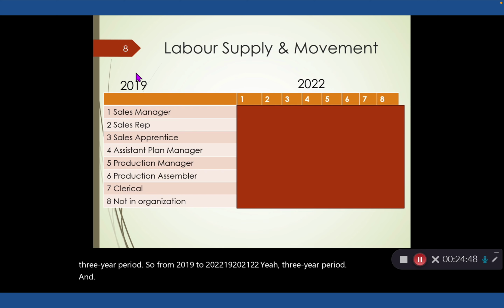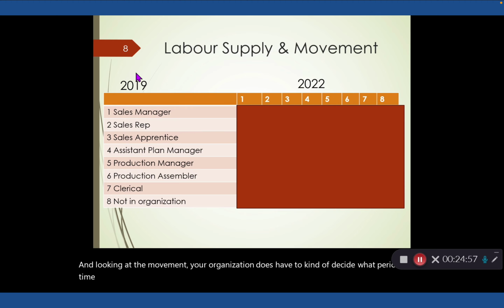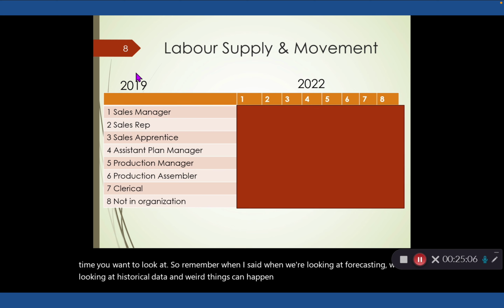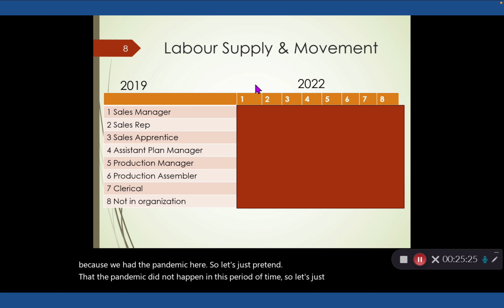With a matrix, and looking at the movement, your organization does have to decide what period of time you want to look at. So remember when I said when we're looking at forecasting, we're looking at historical data. And weird things can happen that are going to throw that data out of whack, like the COVID pandemic. So maybe it's not wise that I'm using 2019 to 2022 because we had the pandemic here. So let's just pretend that the pandemic did not happen in this period of time. So let's just pretend that these were normal years.